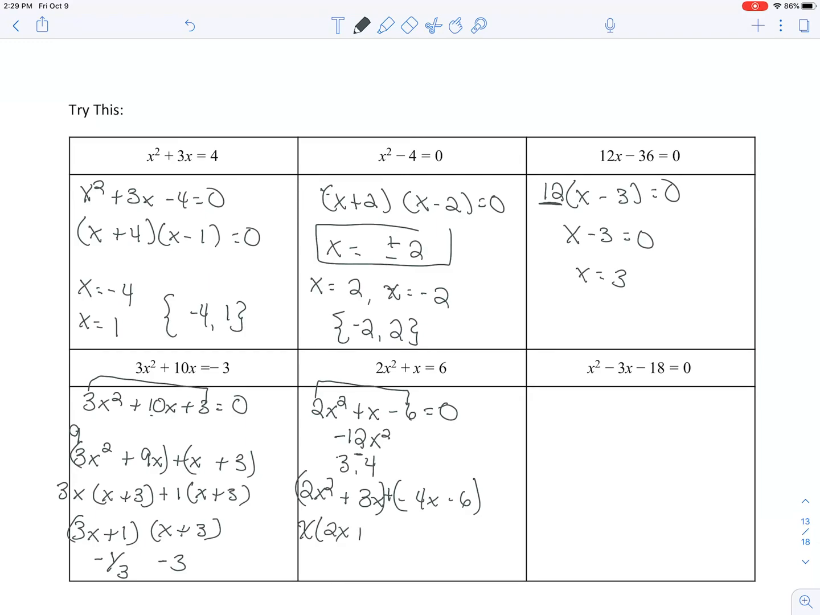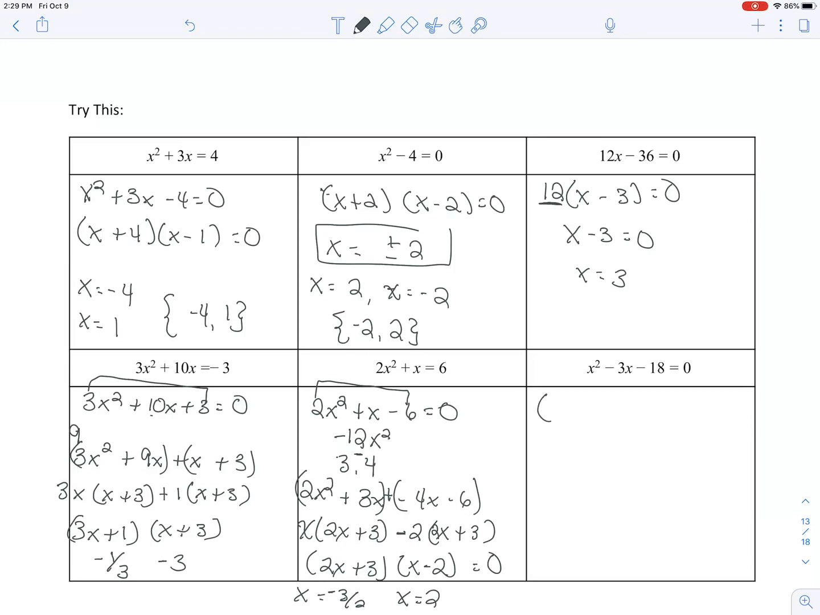I factor out the GCF here, which is x. So I'm left with 2x plus 3. I factor out a negative 2 here because of the leading coefficient, and that's going to leave me with x plus 3, 2x plus 3. So then I have 2x plus 3, x minus 2 is equal to 0. So x is equal to negative 3/2, and x is equal to 2.